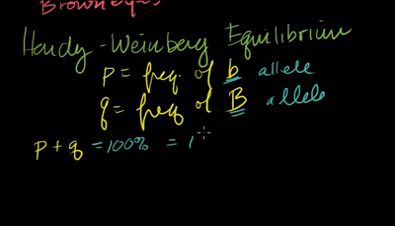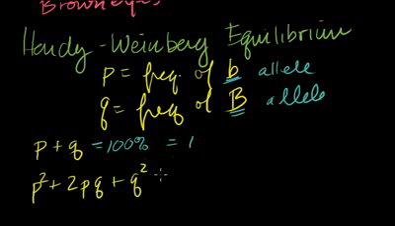Now, what if we don't care about alleles? We actually care about the frequency of the genotypes. There's a couple of things we could do. We could literally just square both sides of this equation and think about what that gives us. P plus Q squared is P squared plus 2PQ plus Q squared, and the other side is equal to 1 as well.